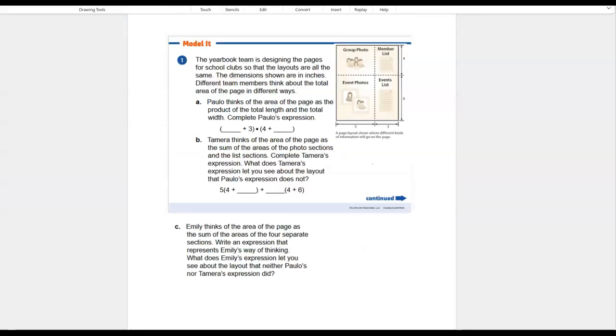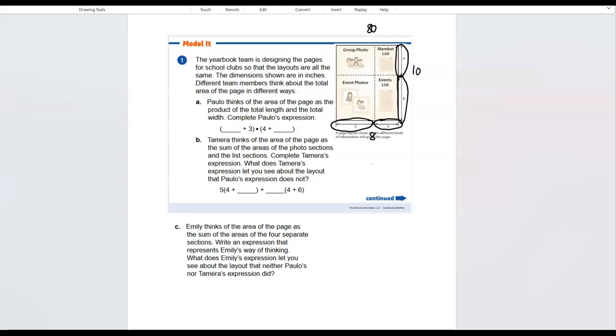Okay? So on page 331, we've got this problem. They're doing a yearbook layout, and you notice they've given you all of this information. This section right there has a height of 4. This section right there has a height of 6, so the whole section has a height of 10. Down here, you've got a length of 5, a length of 3, so the whole length of 8. So that whole area is 80, right? We'll know if we got it right if we got 80.